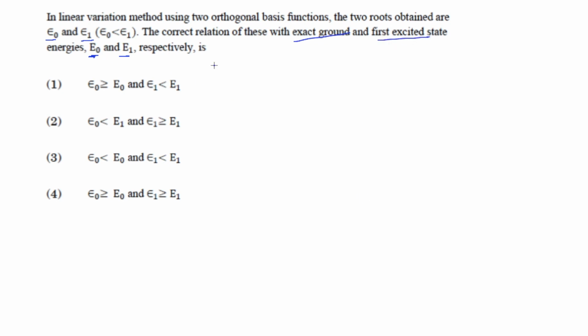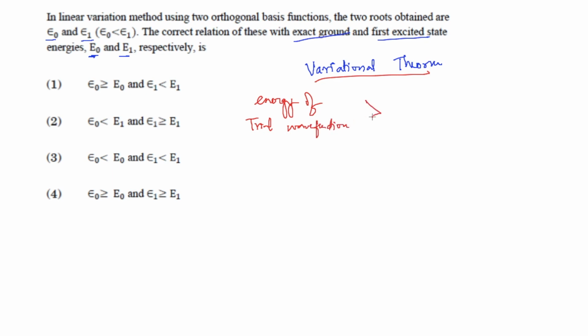To do this, first of all, it is basically from your variational theorem. So we will use the concepts of variational theorem to solve this question. According to this variational theorem, we know that the energy of your trial wave function is always greater than or equal to the exact energy. This is something very basic from your variational theorem.